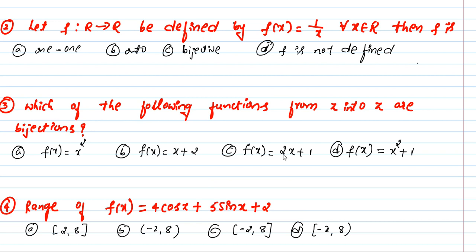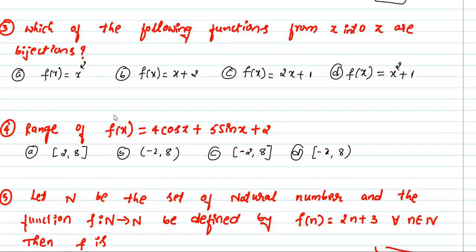Next, the second question is: let f mapping from R to R be defined by f of x is equal to 1 over x for all x belongs to R, then f is. So look at this condition, for all x belongs to R. That means it is not defined for x equal to 0. Zero does not belong here, so f is not defined there. Option D is the correct one.